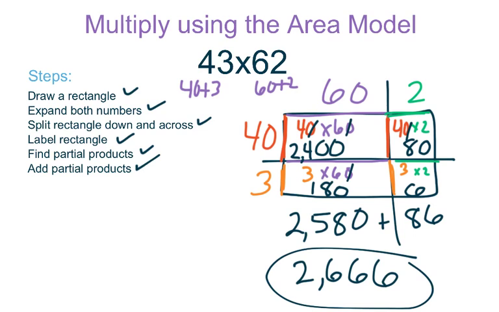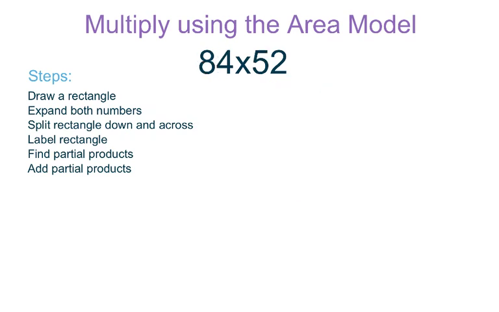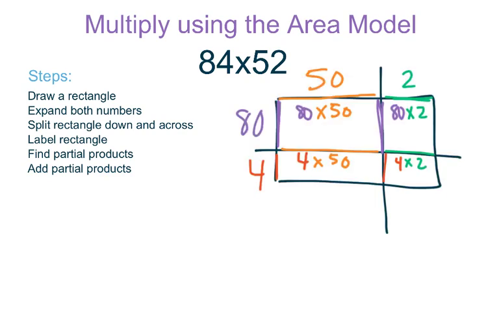Okay? I want you to go ahead and try this next one using the area model. Here are your steps off to the side. We have 84 times 52. Find all 4 of your partial products and then add them together. Okay, so I followed most of my steps here for my area model. Make sure yours looks similar to mine.